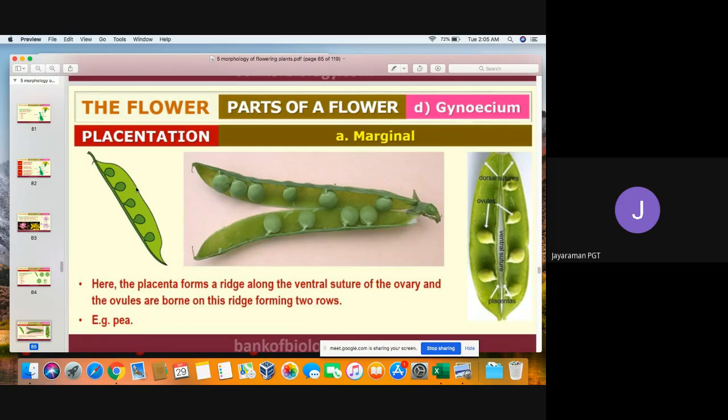So that's the ventral margin. It is attached to the ventral margin, the lower side. This is the dorsal margin here, the upper side, and the lower side is the ventral margin. In the first diagram you can see the ventral margin. So this way, example pea, you can note it. What is marginal placentation? Attached to the margin of the ovary. That's it. So ovules are attached to the margin of the ovary through the placenta. Example pea, bean.